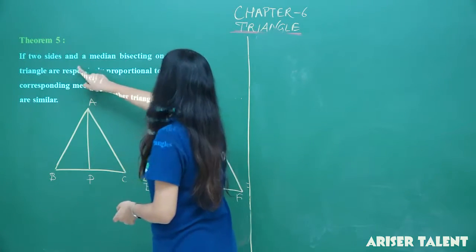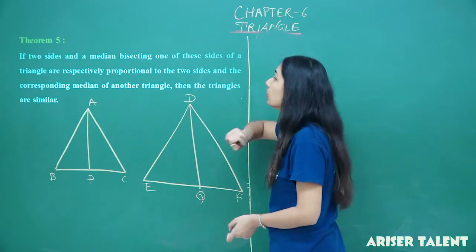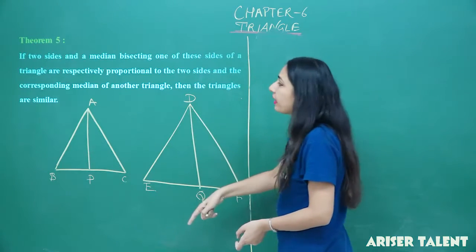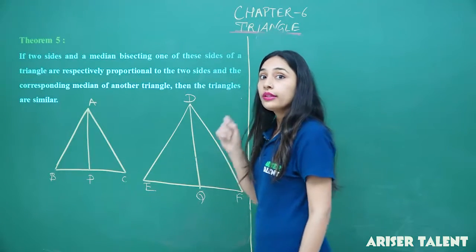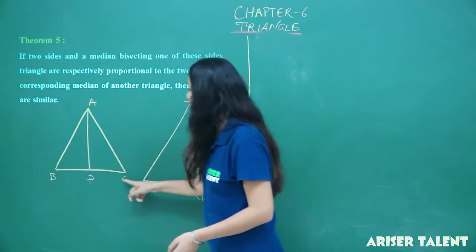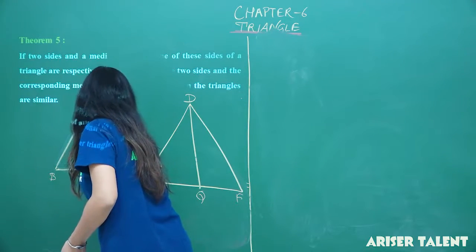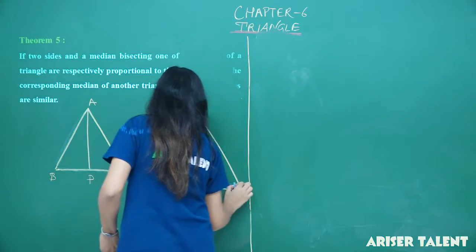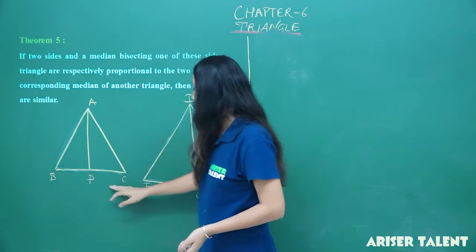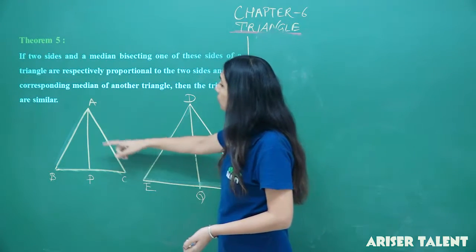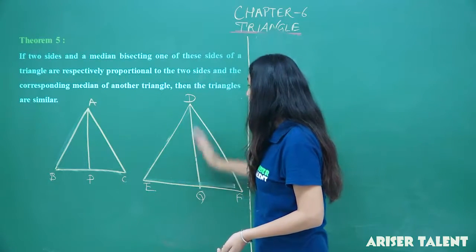So, the median bisecting these lines are respectively proportional to the two sides and the corresponding median of another triangle. Same is given in another triangle, then the triangles are similar. So, now what you have given is that you are having these two sides, this side and this side. Now, the proportion of this will be AB by DE equals to BC by EF equals to the corresponding medians proportion, that is AP and DQ.